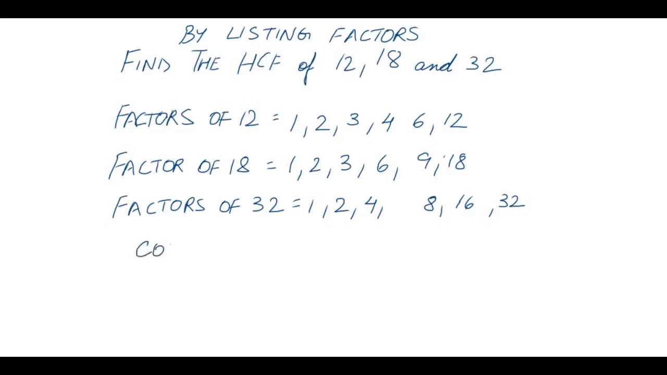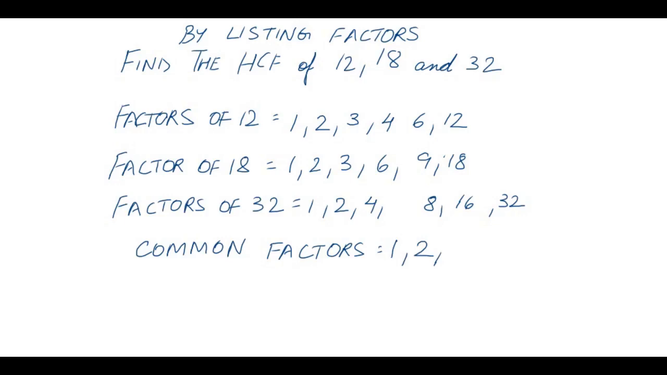Now let's find the common factors, that is numbers which are factors of 12, factors of 18 and also factors of 32. So firstly, we have 1, which is a factor of all the 3 numbers. Then we have 2 here, here, and here. So again, 2. Now we have 3 in both factors of 12 and factors of 18, but there is no 3 in factors of 32.